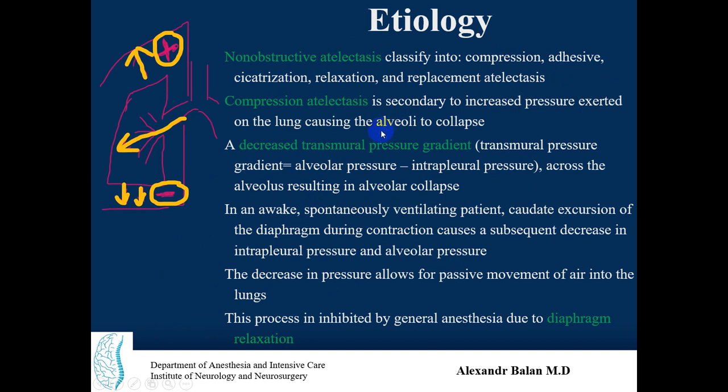Compression atelectasis is secondary to increased pressure exerted on the lung, causing alveoli to collapse. And here is a scheme, or I would like to say a formula, that you have to know regarding a decreased transmural pressure gradient. The transmural pressure gradient is equal to alveolar pressure minus intrapleural pressure across the alveolus, and a decrease results in alveolar collapse.